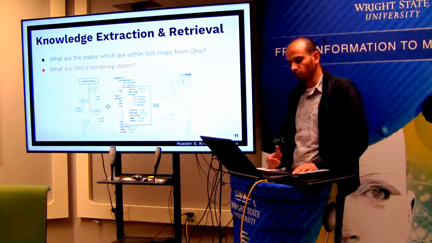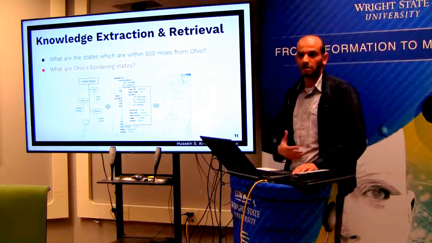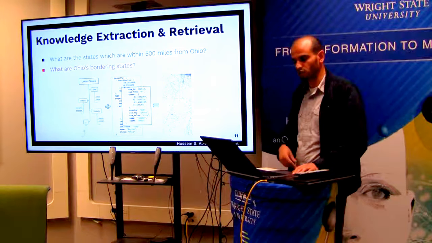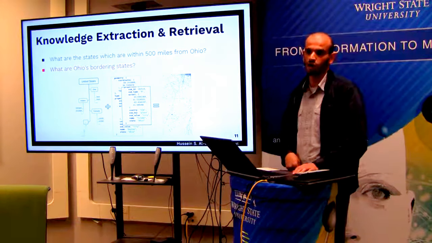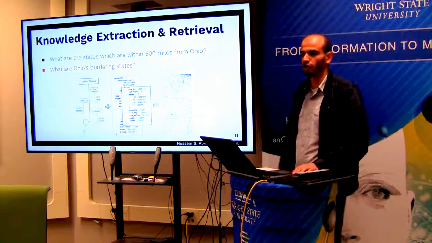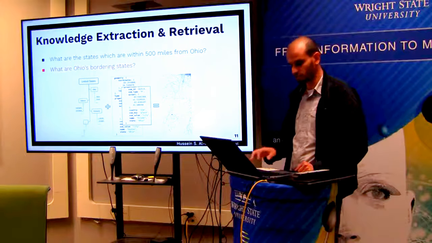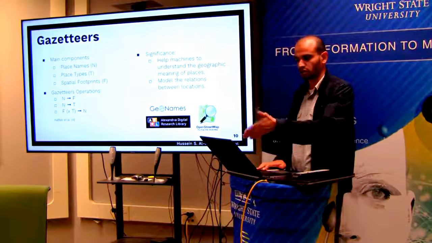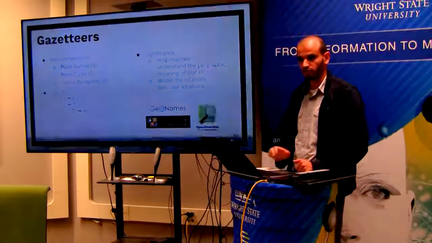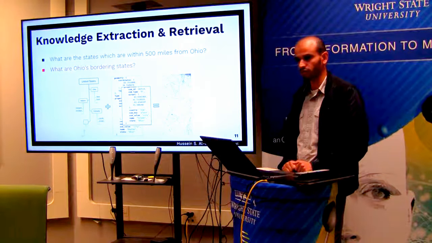So now, this is the question. If I ask a gazetteer the following question, what are the states which are within 500 miles from Ohio? Do you think I will be able to get this kind of answer from the gazetteer as it is? As we said here, this is the knowledge representation and the gazetteer. Do you think we will be able to?